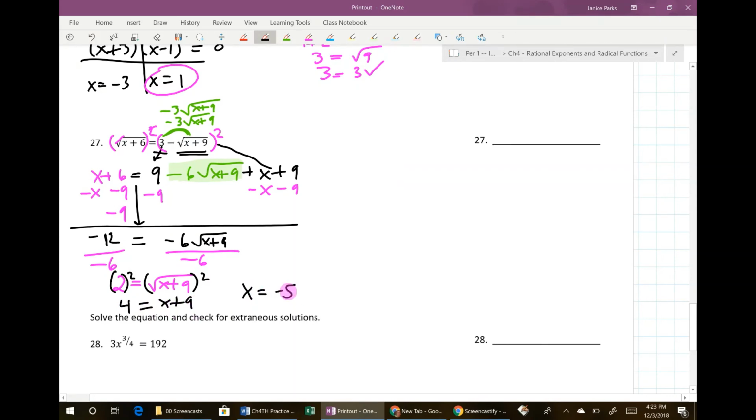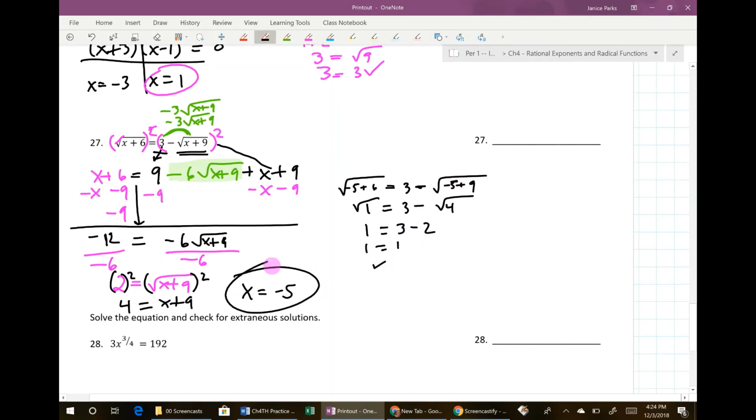You do want to check that in the original equation. So in the original equation, that would give me negative 5 plus 6 is equal to 3 minus the square root of negative 5 plus 9. The square root of 1 equals 3 minus the square root of 4. So 1 equals 3 minus 2. So that works.